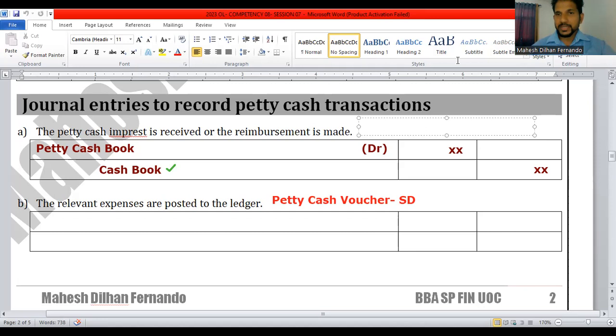Where do we record the payments? The source document to record the reimbursement or imprest is the payment voucher. Very good.